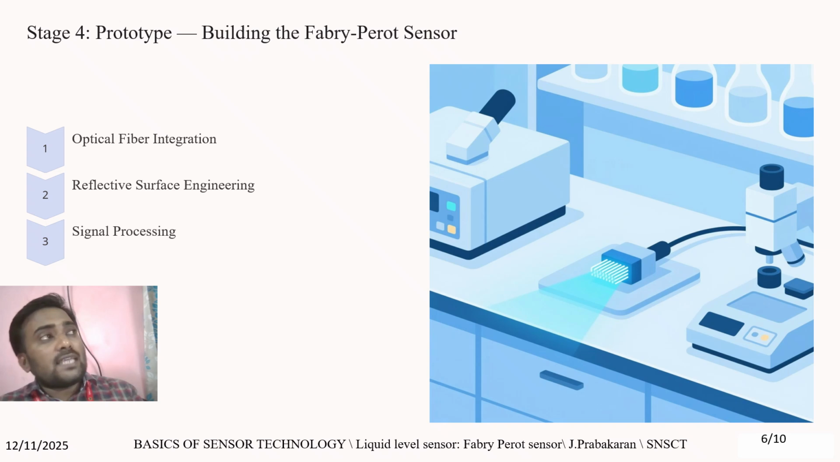The core design principles include optical fiber integration, reflective surface engineering, and signal processing. The prototype stage enables us to evaluate the sensor's core functionality before mass production.